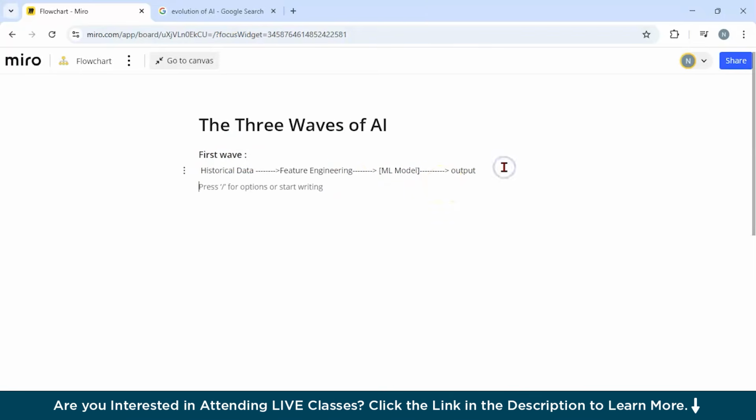Now, let us discuss the second wave of AI, which was basically content creation and the use of conversational AI. LLM models like ChatGPT became very popular during the second wave of artificial intelligence. So what exactly was happening? Generative AI was taking input data and producing new content such as text, images, videos, or even code. These models learn from patterns in large data sets and generate human-like outputs.